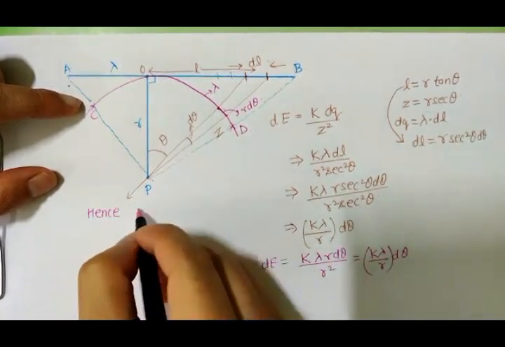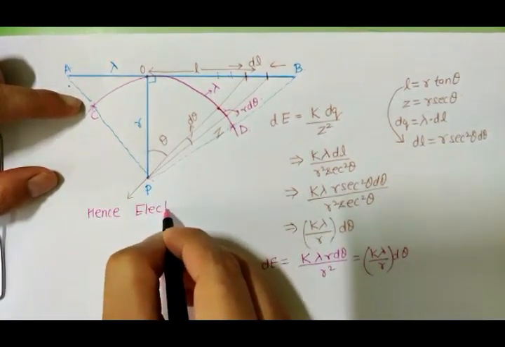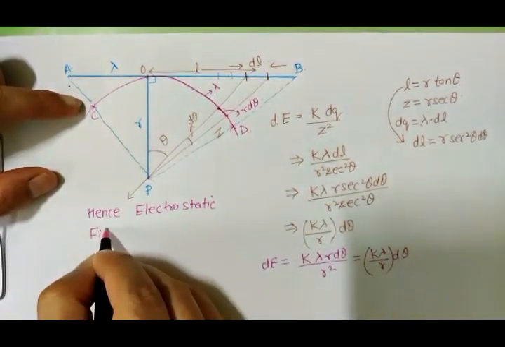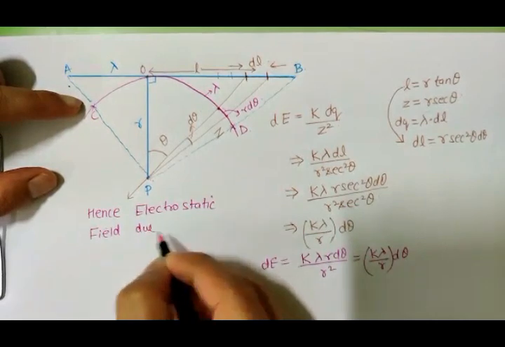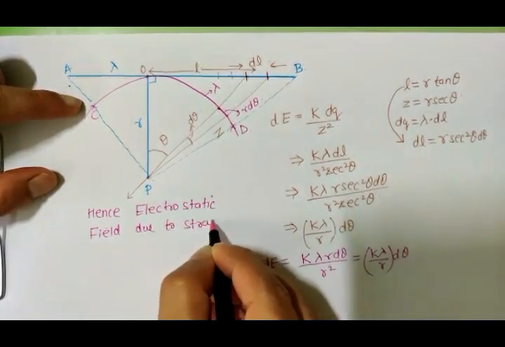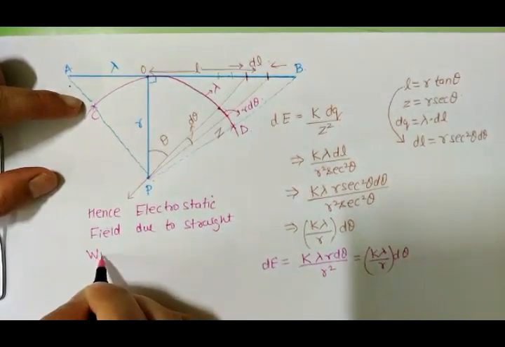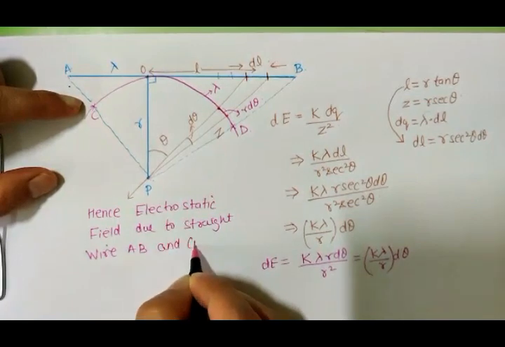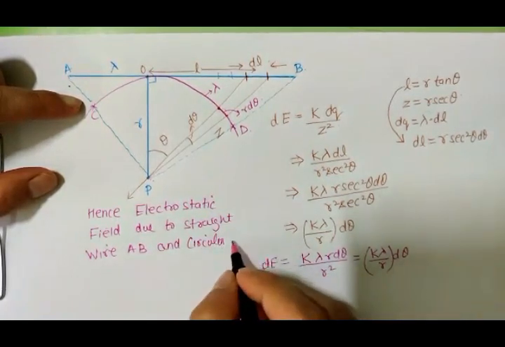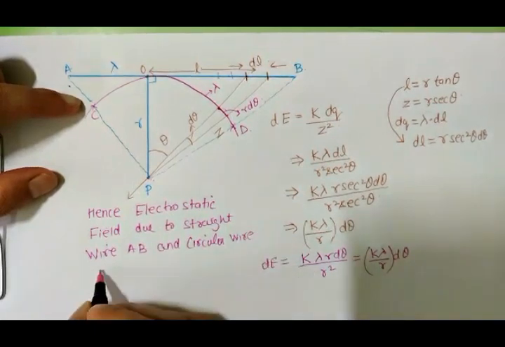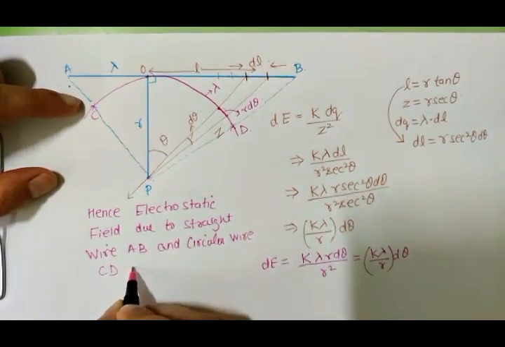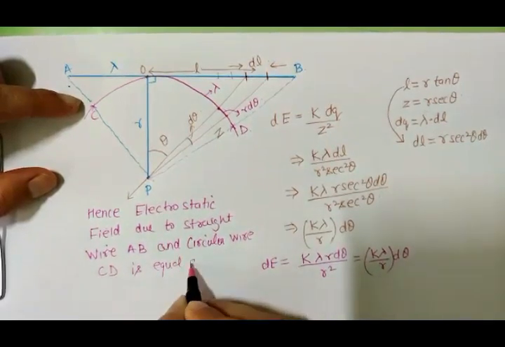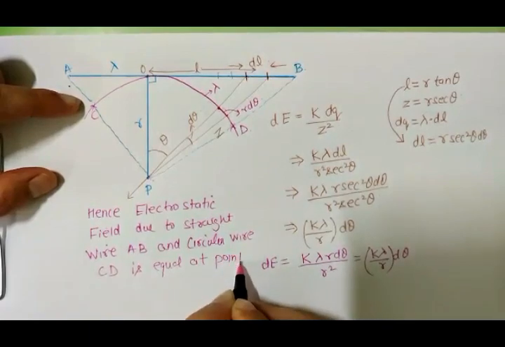Hence, we can say electrostatic field due to straight wire AB and circular wire CD is equal at point P.